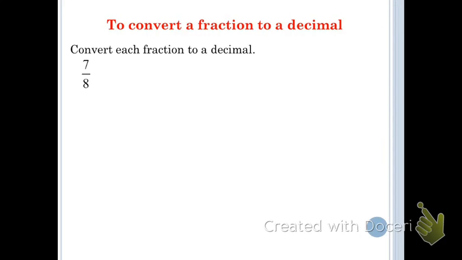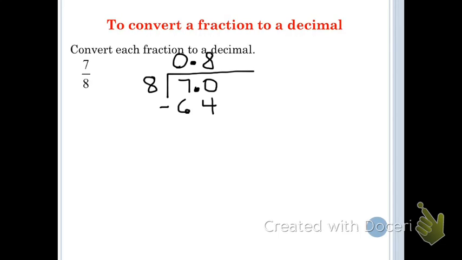Convert each fraction to a decimal, 7/8. 7 divided by 8. 8 won't go into 7. I'm adding a decimal and a 0. 8 goes into 70 8 times. 8 times 8 is 64. 70 minus 64 is 6.